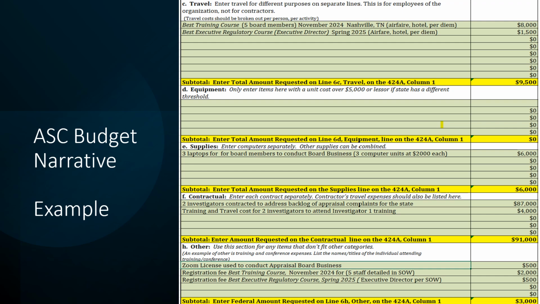Registration fees for the best training course in November for those 5 staff members, which would be detailed in the statement of work, would be $2,000, and then the registration fee for the best executive regulatory course for that executive director is $500. So this budget narrative does auto-populate each cost category, so you wouldn't have to do that. The form does it for you.